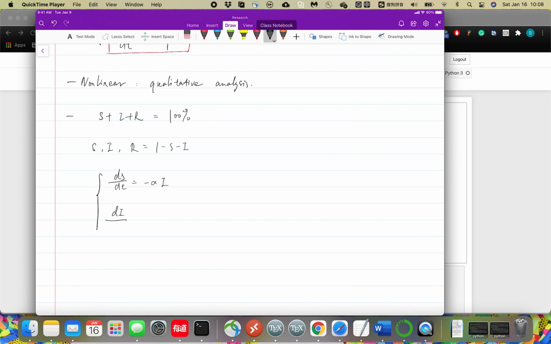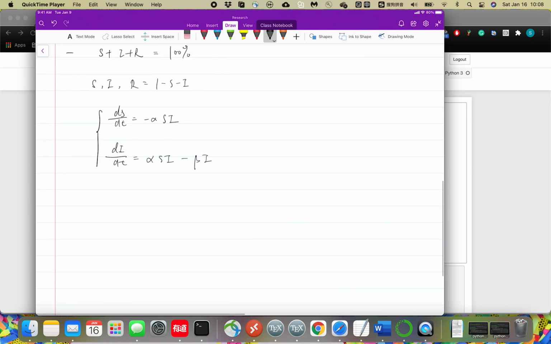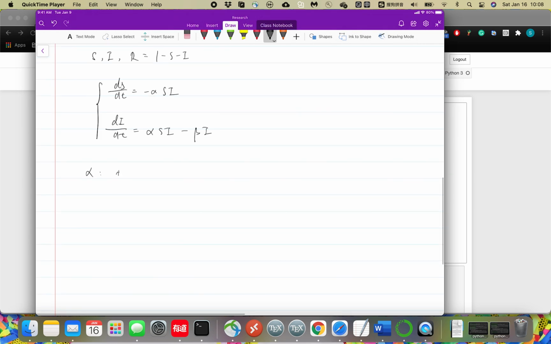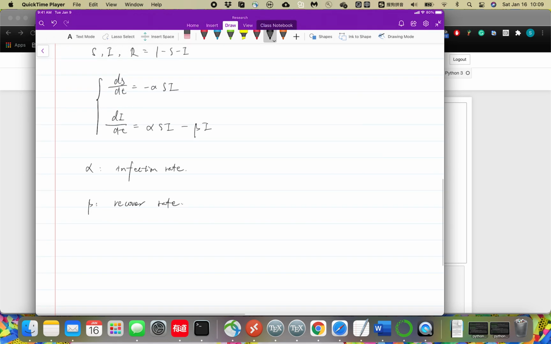dI/dt equals alpha S I minus beta I. So that will be the one we will be focused on. And moreover, we want to give them names. Alpha is something called the infection rate. It tells you how fast people get infected. And beta is the recovery rate.